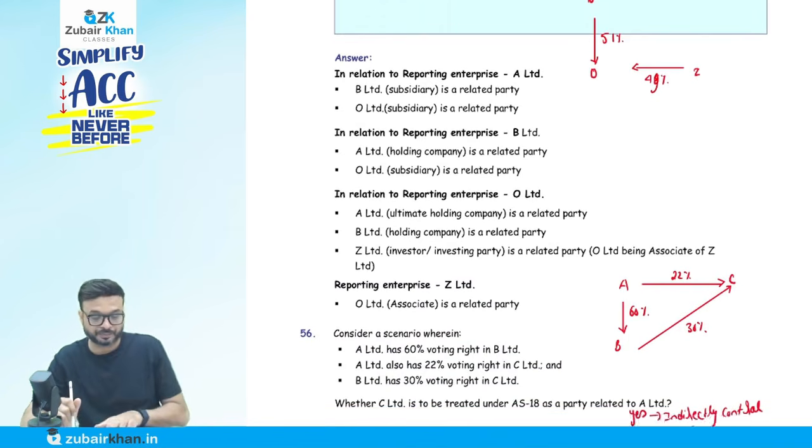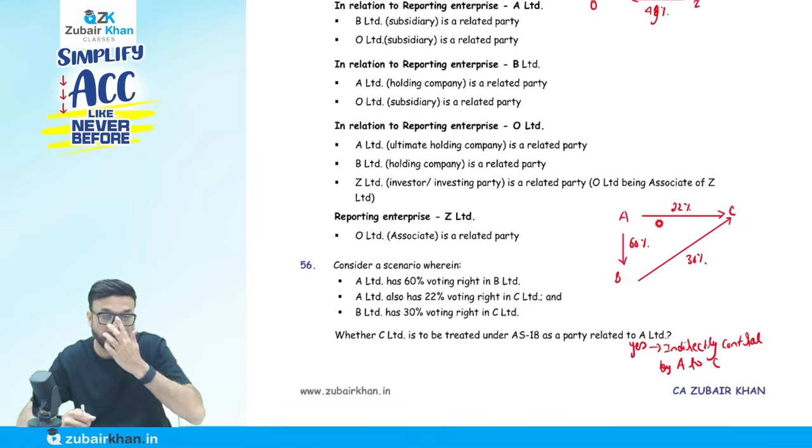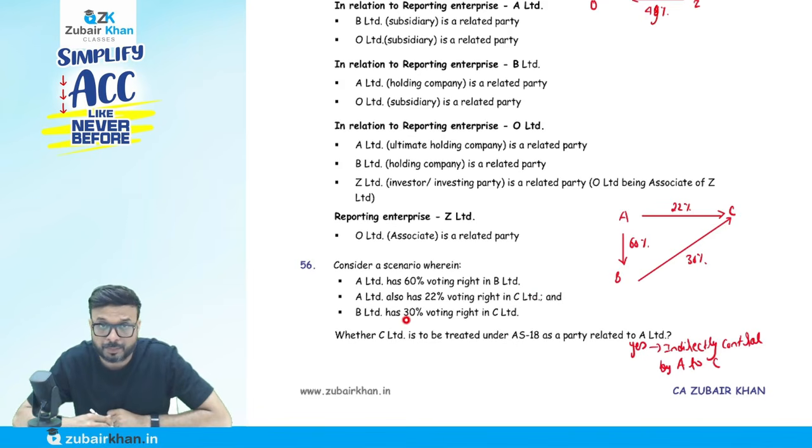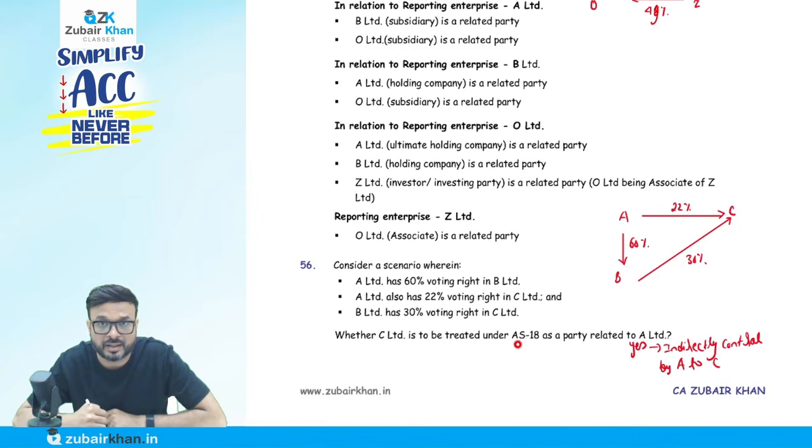Now question 56. Consider a scenario wherein A has 60% voting right in B. So whether A and B are related, yes. Now A holds 22% voting right in C, so A and C are also related, yes. Now B Limited has 30% voting right in C. Whether B and C are also related, yes, because of significant influence. Now they ask whether C is to be treated under AS 18 as a related party of A.